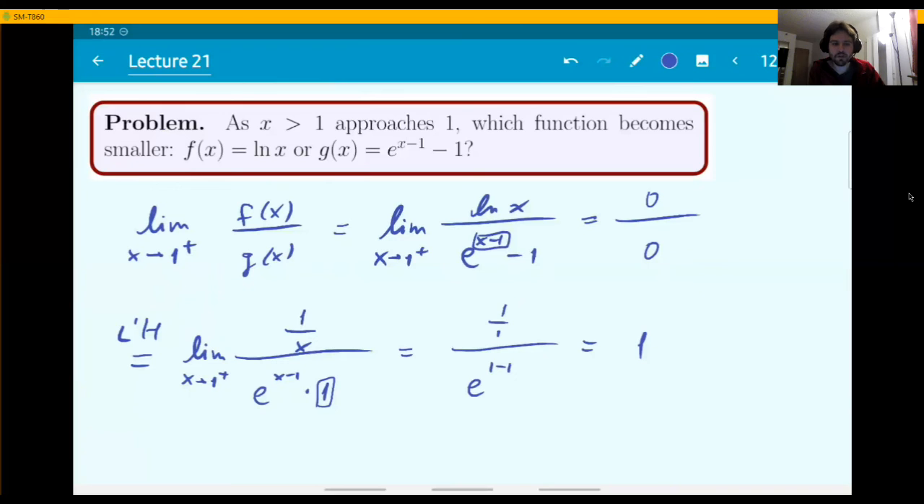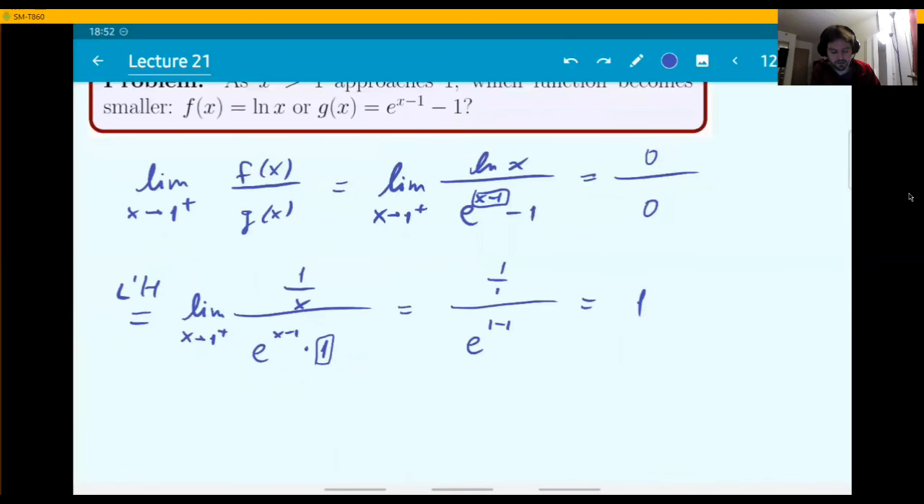What does this answer mean? We did not find infinity or 0. We found the number 1. Okay, this means the fraction is approaching the number 1 as x grows close to 1. That means the two numbers are comparable in size. Because if the fraction is very close to 1, then both numerator and denominator are close to each other. So which function becomes smaller compared to the other? The answer is none. F has comparable size to G.